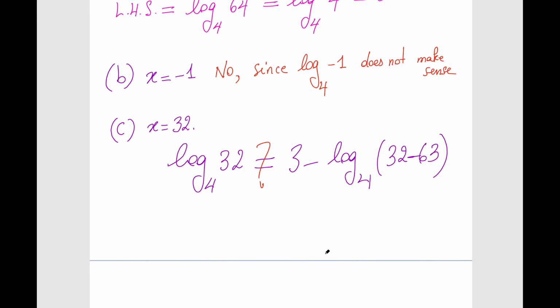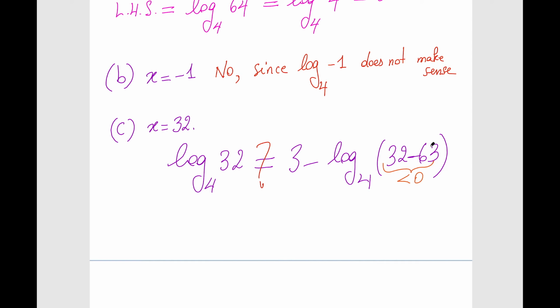Okay? I hope you see the same problem here. Sure, the left-hand side makes sense. But look at the right-hand side. This is a negative number, right? What is it, like -31 or something? The point is that this is negative. Log base 4 doesn't act on a number that's 0 or less. It only operates on positive numbers. So this is not meaningful.